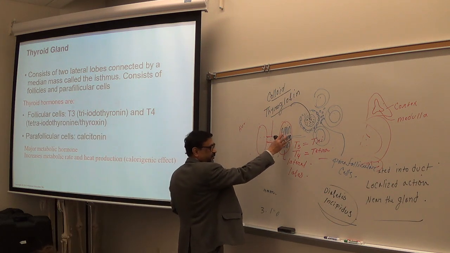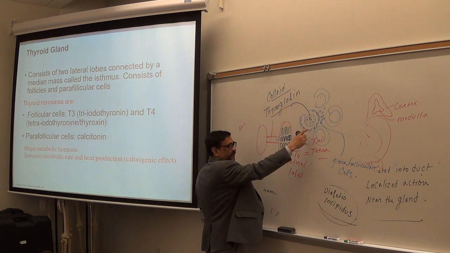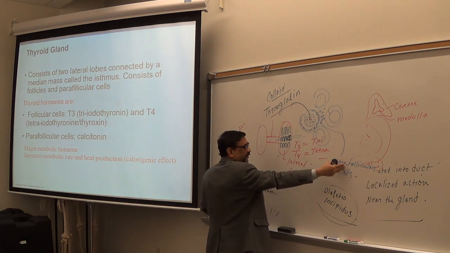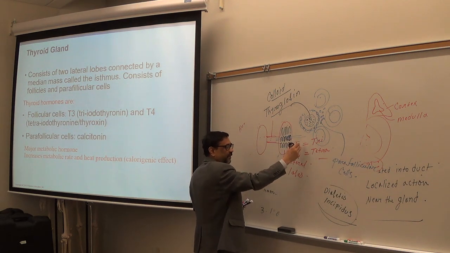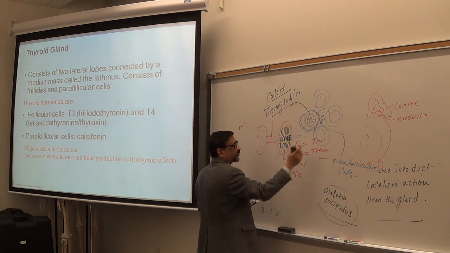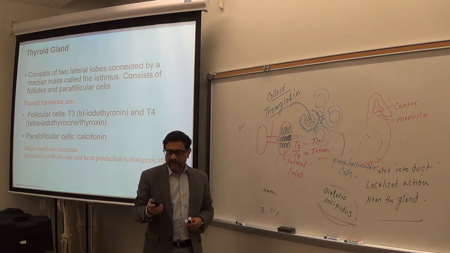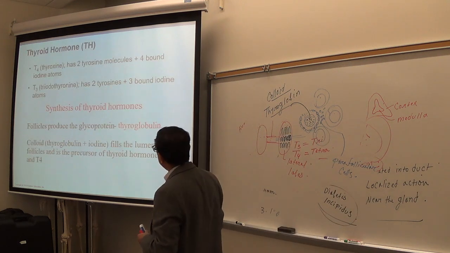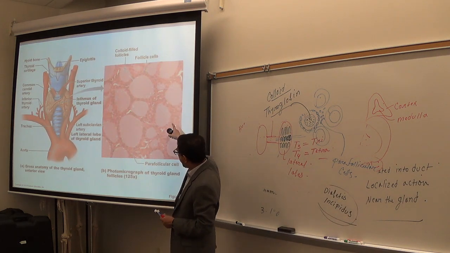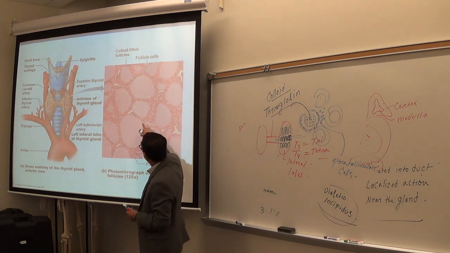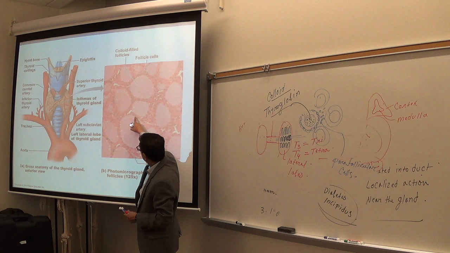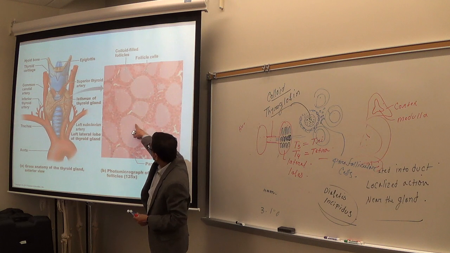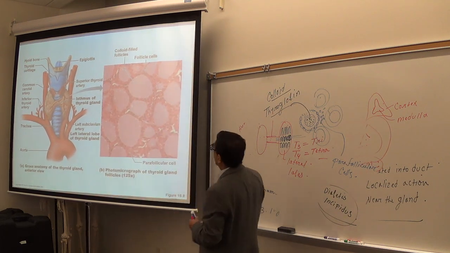You have many follicles, and in the wall of the follicles you have the follicular cells, and in between the follicles, parafollicular cells. Follicular cells produce T3 and T4. Parafollicular cells produce calcitonin. And inside the follicles, you have a colloid protein. Okay? You see here, follicles, right? And these are the follicular cells, and in between, parafollicular cells. And you have that colloid inside the lumen. Okay?